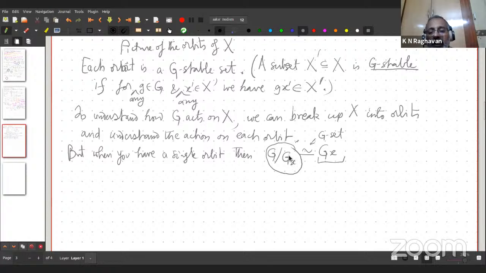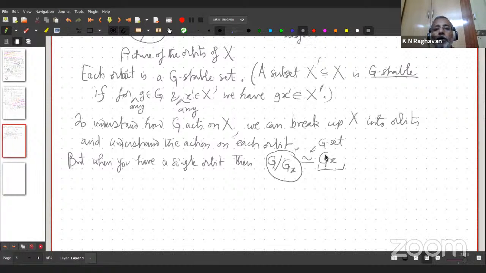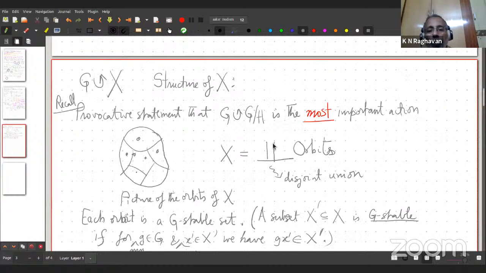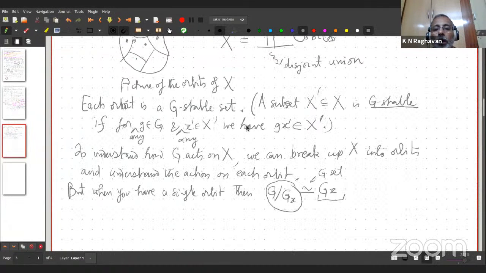So put H equal to G sub x, the stabilizer at x, and look at the action of G on G mod H. Then you've understood the action on this orbit, and do it for every orbit and put them together. So at least philosophically, it is clear that if I understand the action of G on every G mod H, I have understood the action of G on any set X, because the action breaks up into pieces which I can understand in terms of the action of G on the cosets. Now, here are some applications of this.